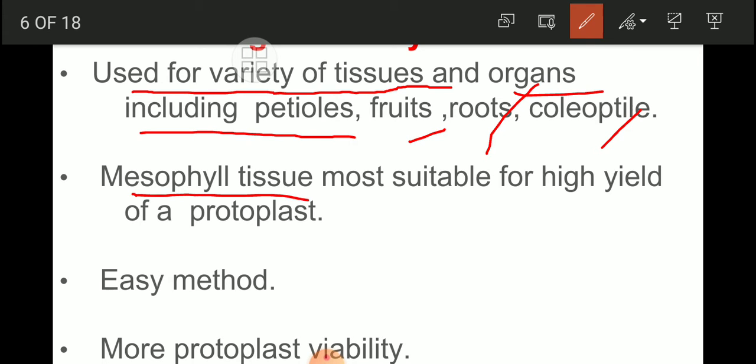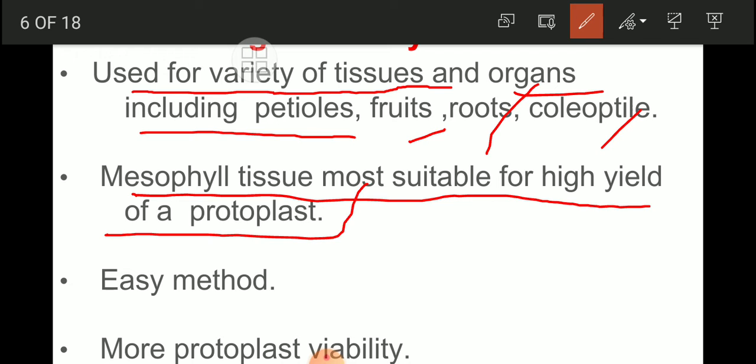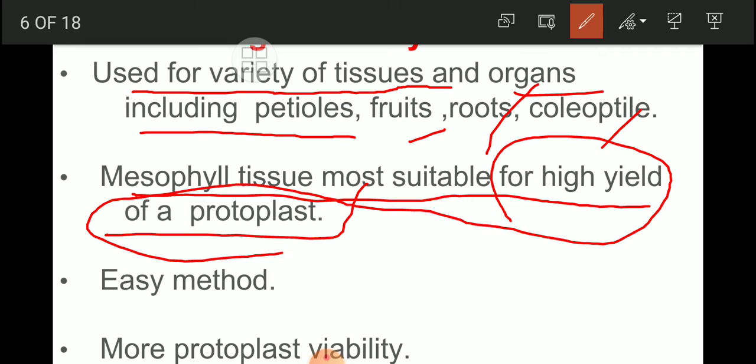Now mesophyll tissue is most suitable. So in case of the enzymatic method, suppose in our hand we have mesophyll cells of a specific plant and mesophyll cells of another plant, and with the help of those two we want to produce a hybrid variety. It is possible. So mesophyll cells of two different plants having desired characters we can take. That is a very convenient method. High yield of protoplast is possible if we take the mesophyll cells. Again, an easy method. More protoplast viability is possible, which is not possible in case of a mechanical method.